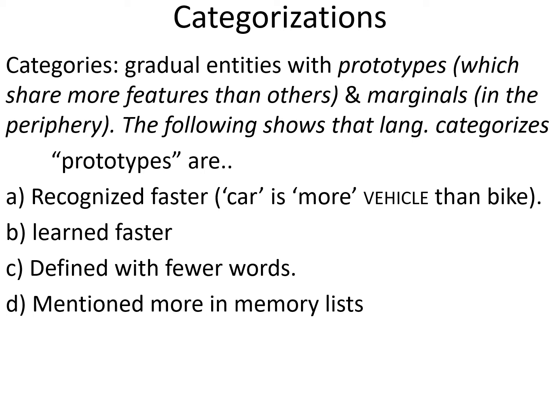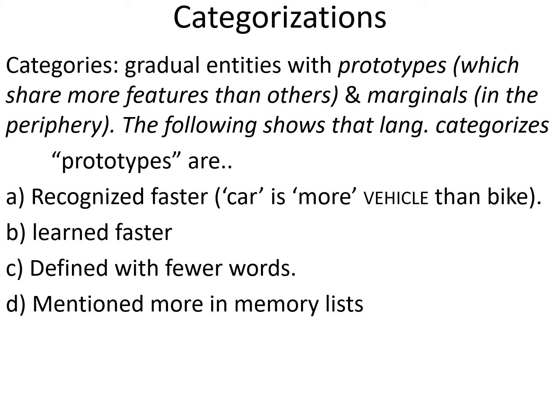So if you see a new entity, you want to know if that's an animal, you go to your brain and you know what the features for animals are, and then you decide if that thing is an animal or not. That's what we call a prototype, and that's what you store in your brain. Because prototypes, you recognize faster. This is the typical ideal element of this category. They are learned faster. These basic categories are defined with fewer words.